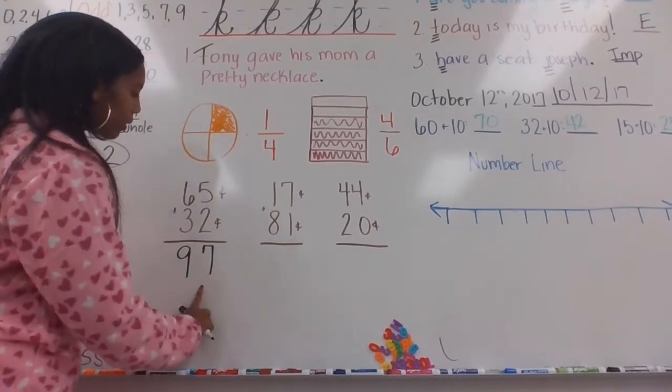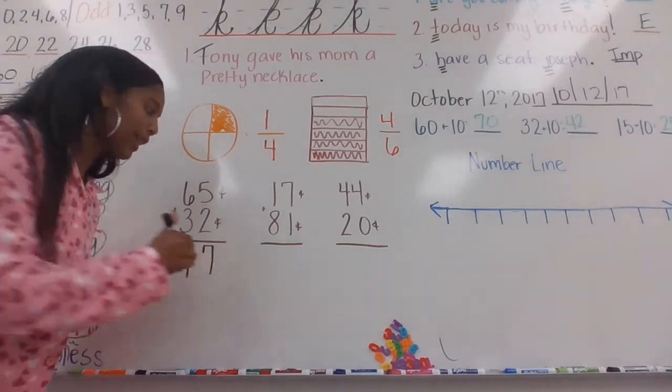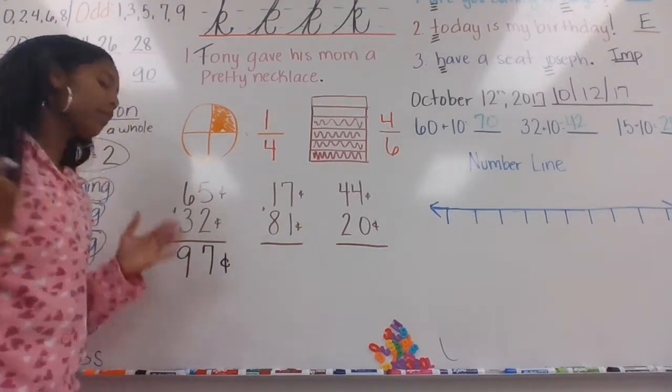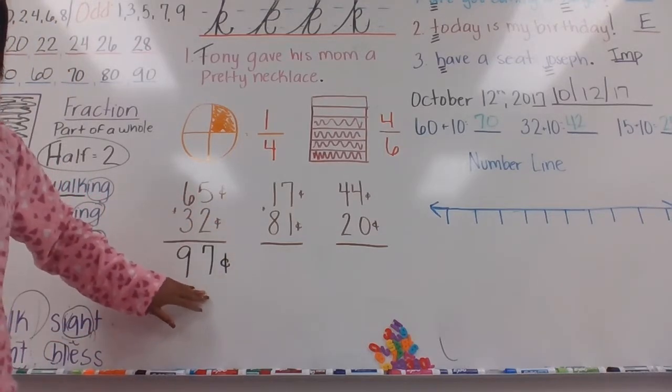Okay, so 97. Now, remember, whenever you are adding money, make sure to always put that cent sign. Don't forget it on the test. You'll lose points if it's not there. So when it's adding money like this, make sure to bring it down with the answer.